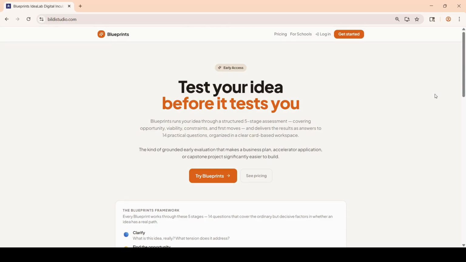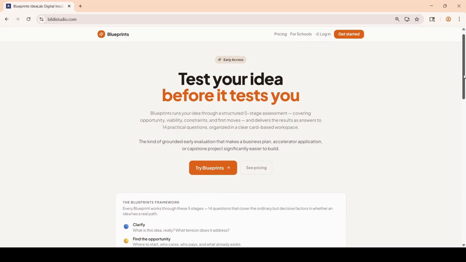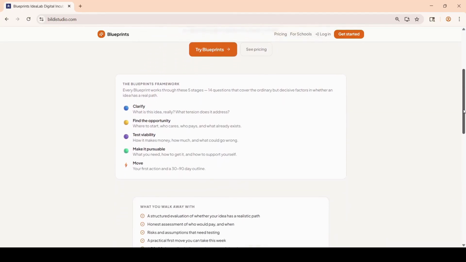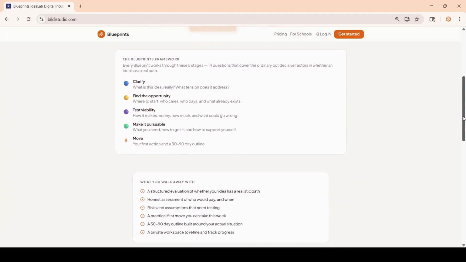Because for most people, the biggest risk is not having no ideas. It is moving too fast on an idea that still has too many unanswered questions. A raw idea can sound exciting and still be unclear on the things that matter most. Who it is really for, what problem it solves, whether people will pay, what the simplest starting offer is, and what kind of founder effort it will actually require. Blueprints is designed to help with that early stage when the cost of confusion is still avoidable.